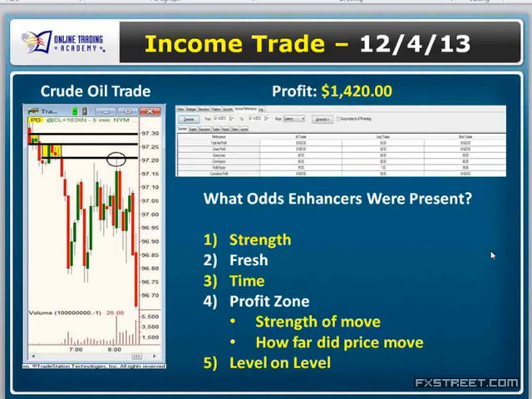Okay. It's not that the others aren't important. It's just, the list of odds enhancers, in the beginning, is an exercise to train your eye to identify key market turning points and key market moves in advance. But then once you get it, your eye's going to be trained to do it. You're not going to have to go through this giant list every time.